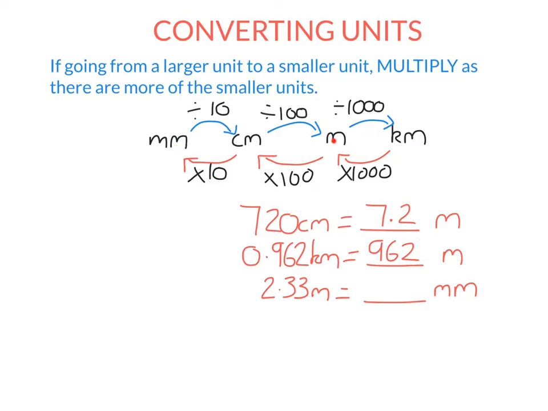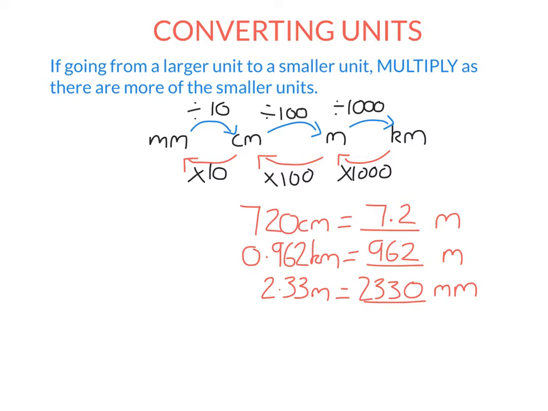So to do this conversion, I'm going to take 2.33, times by 100 to get it into centimeters, and then times it by 10 to get to millimeters. So if you go 2.33 times 100 times 10, you should get 2,330. So 2.33 meters is the same distance as 2,330 millimeters.